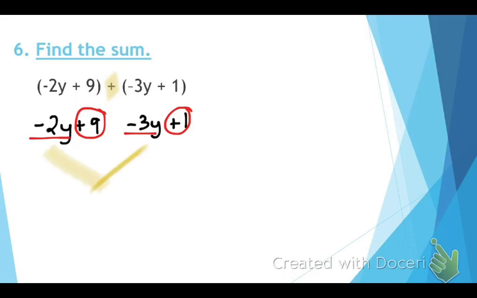Guys, same sign or different sign? Same sign for the y family. Add the numbers, keep the sign. What do you get? You have to keep the negative. A lot of people just said 5y. And then 9 plus 1 is? 10. +10.